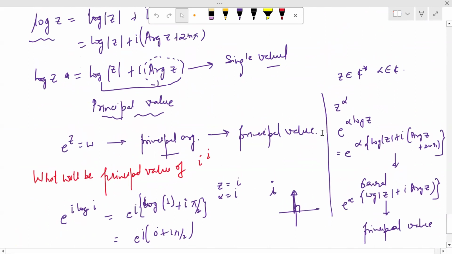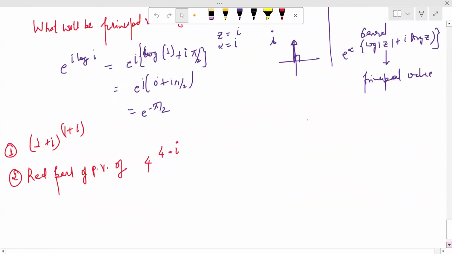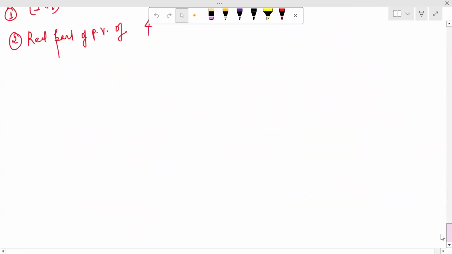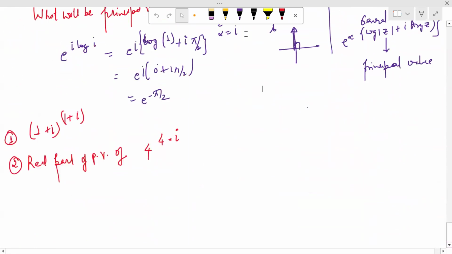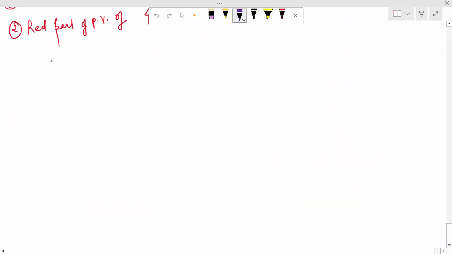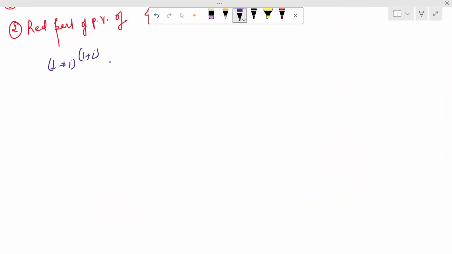So in order to restrict its value to the principal value, we restrict the argument to the principal argument, and then we write that particular value as the principal value. I left you with two questions, so I'll start my session with those questions, and then we'll see what next can be done. So let us see: 1 plus iota raised to power 1 plus iota. We wanted to find the principal value of this.